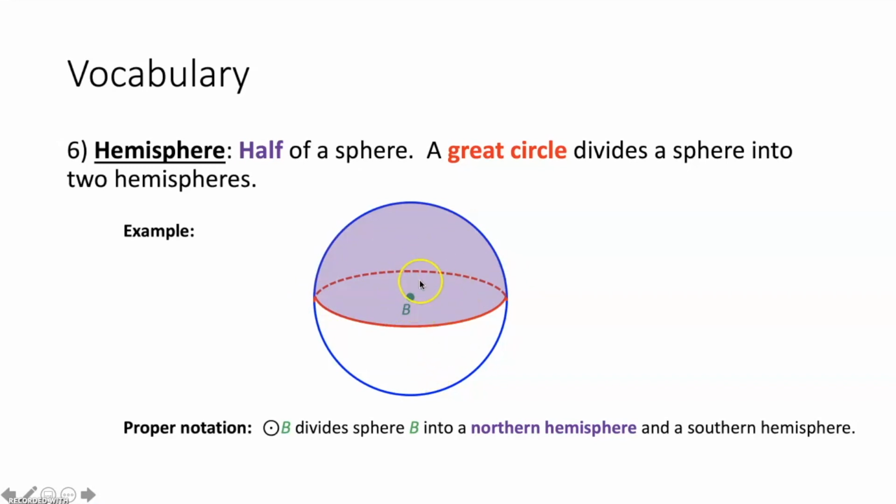This one would be a northern hemisphere and a southern hemisphere. Now, you could draw your great circle vertically, and that would create an eastern and a western hemisphere. You could draw it diagonally, and that would create two hemispheres as well. So just note that anytime you draw a great circle, anytime you cut your sphere perfectly in half, it's going to create two separate hemispheres.